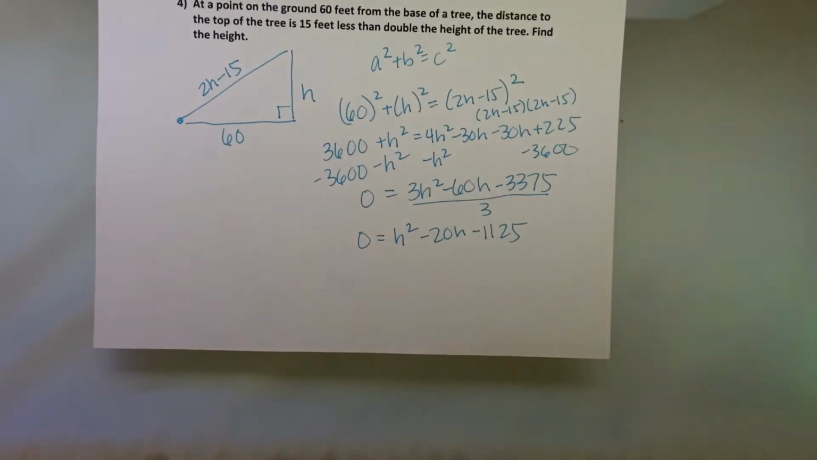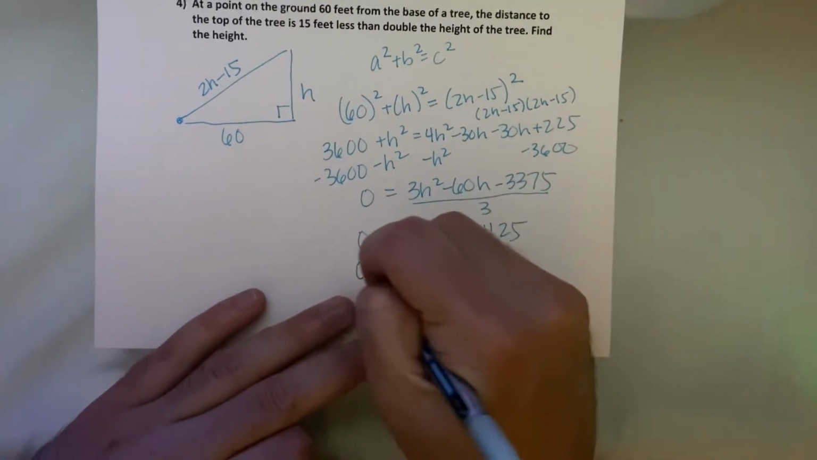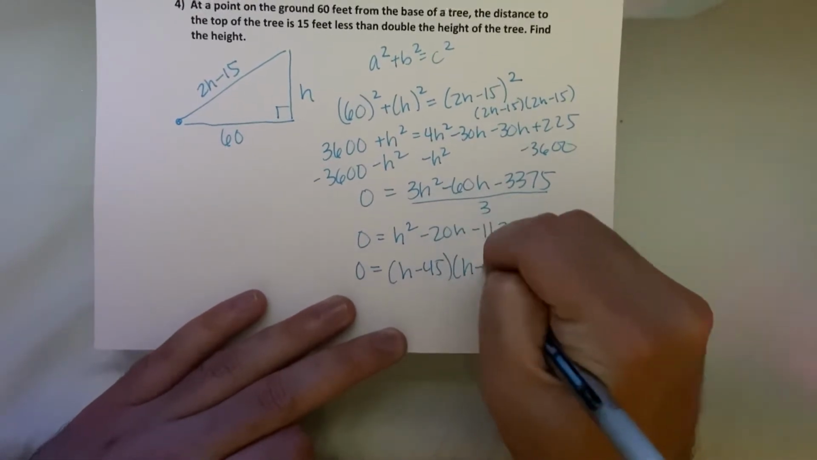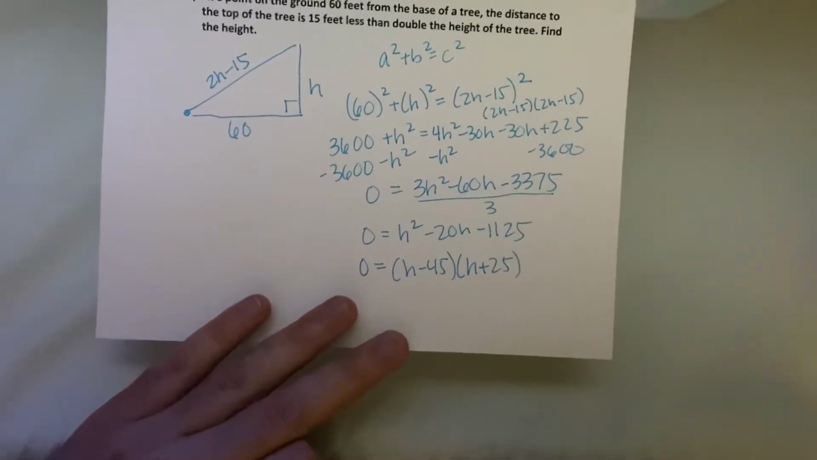If we look, let's look at what's 20 times 40. It's 800, so it has to be bigger than 20 times 40. What's 30 times 50? 1,500, so it has to be smaller than 30 times 50, but bigger than 20 times 40, and they both have to end in 5. That leaves only 25 and 45. So you have (h minus 45)(h plus 25).